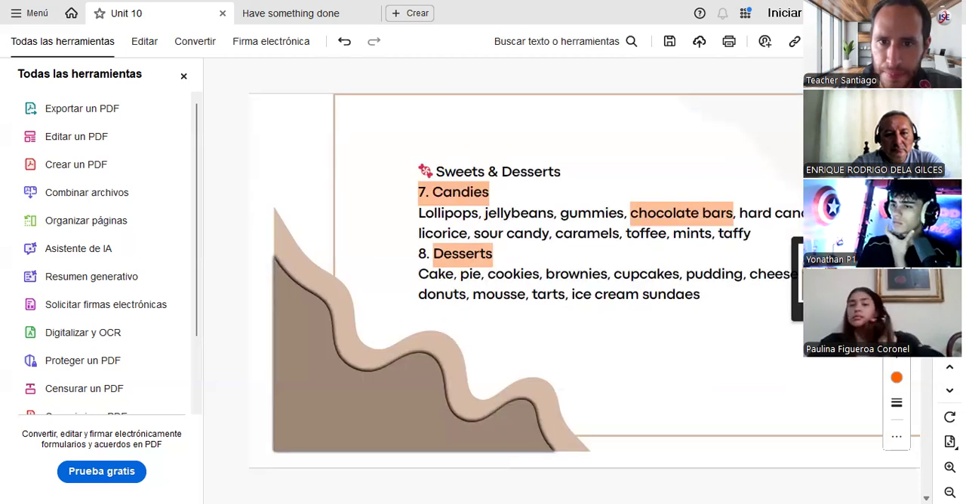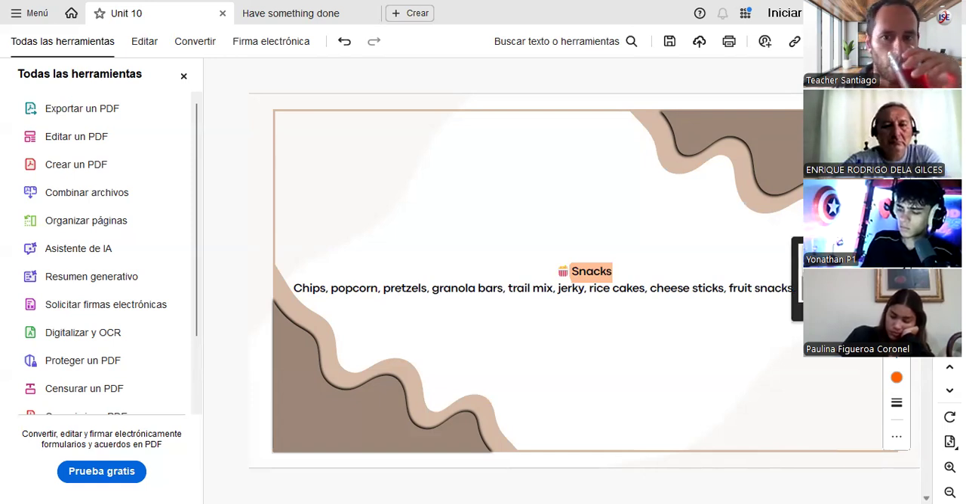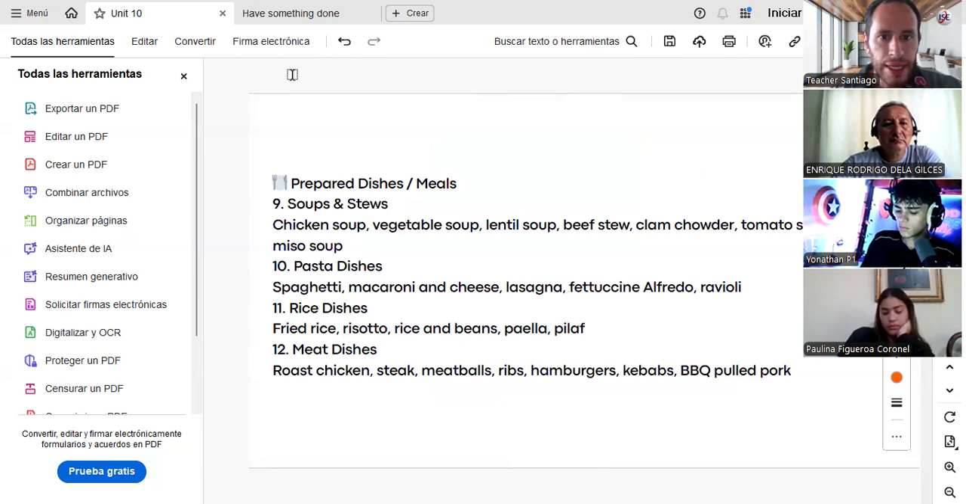So let's continue. We have snacks, so like a little or a few food, right? Chips, chips mean fried potato, popcorn, pretzel, granola bars, rice cake, cheese sticks, como palitos de queso, right? Etc. That kind of snacks. And here we have prepared dishes or meals, soups or stews, right? Chicken soup, vegetable soup, lentil soup, a lot of soups. Pasta dishes: spaghetti, macaroni and cheese, lasagna, fettuccine, etc. Many different kinds of pasta.